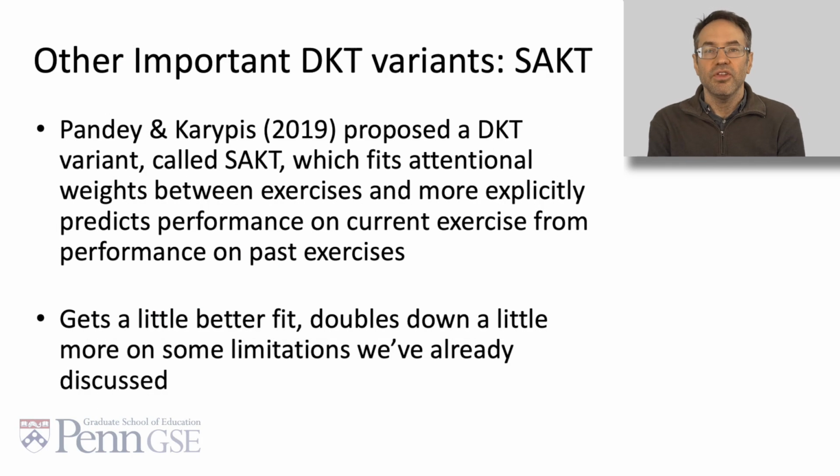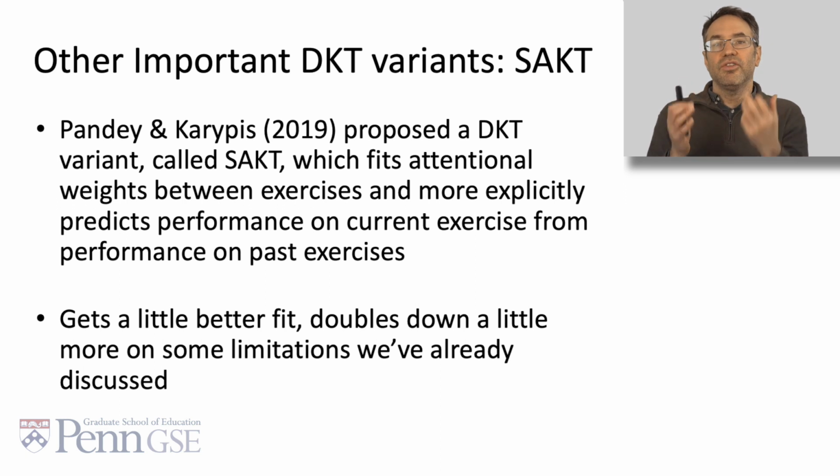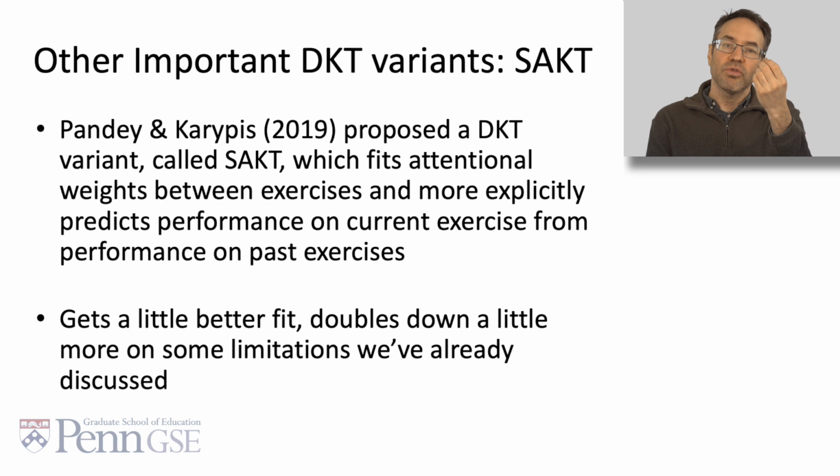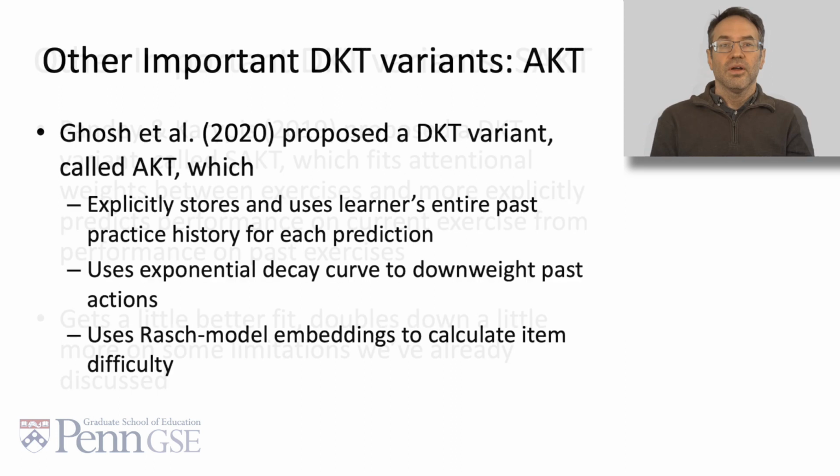Now, beyond these issues that people have tried to address, people have also just tried to make DKT better. And one of the important variants on this is called SAKT by Pandey and Karypis, who proposed a DKT variant that fits attentional weights between exercises and more explicitly predicts performance on the current exercise from performance on related past exercises. This gets a little bit better fit, but it doubles down a little bit more on some limitations we've already discussed.